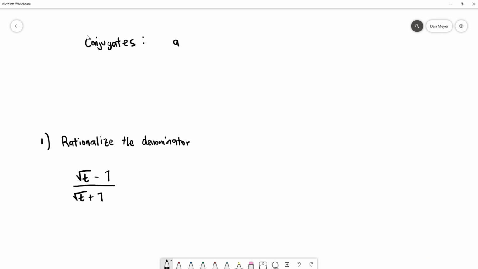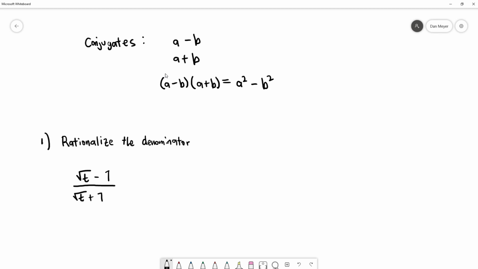The expression a minus b is the conjugate of the expression a plus b. So these two expressions are conjugates, and each is the conjugate of the other. That's the way the language is used. The way we're going to be using conjugates is that when you take an expression and multiply by its conjugate expression, this is the difference of squares formula, basically.